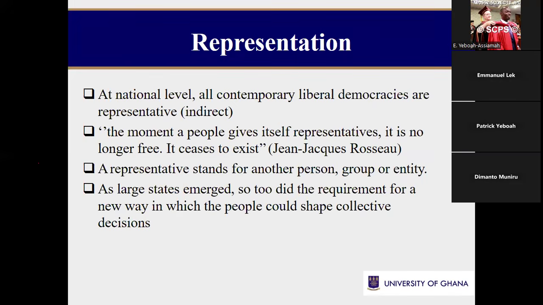So let's say on 7th December, all the people who are registered will go and vote for one person to become the chief executive, the head of state and head of government. The presidential election is one constituency. At the end of the day, the returning officer, who is the chairperson of the Electoral Commission, will declare that candidate John Dramani Mahama won. Then the person will be sworn in, given the state authority.